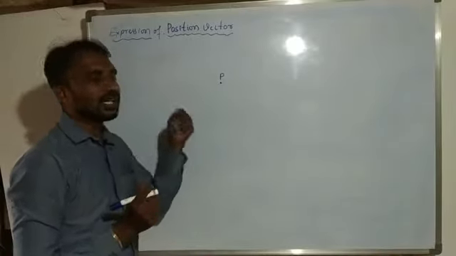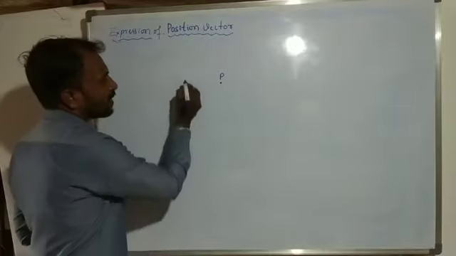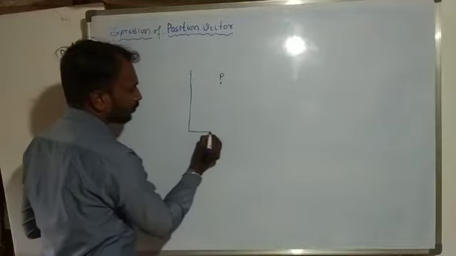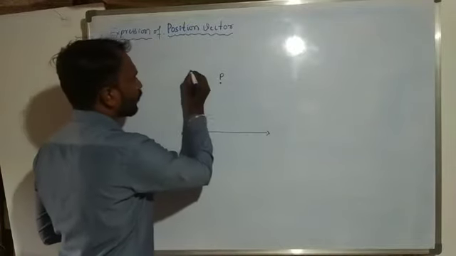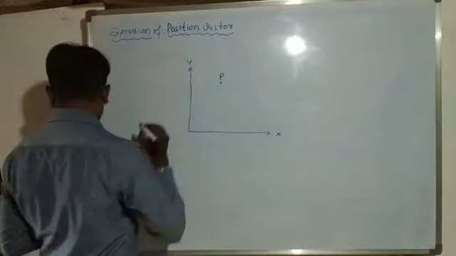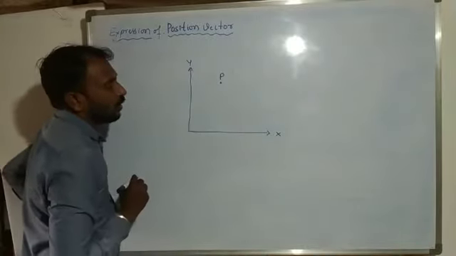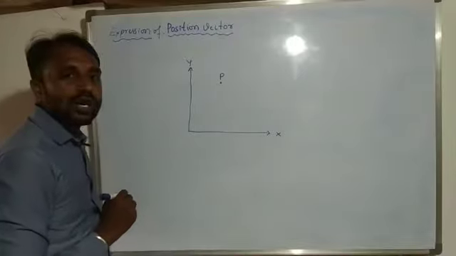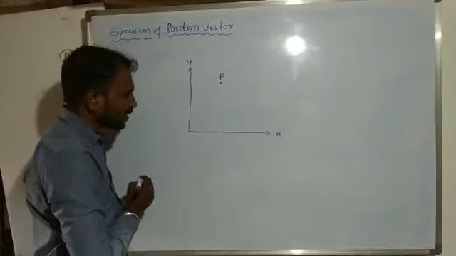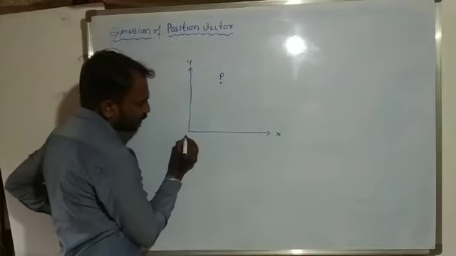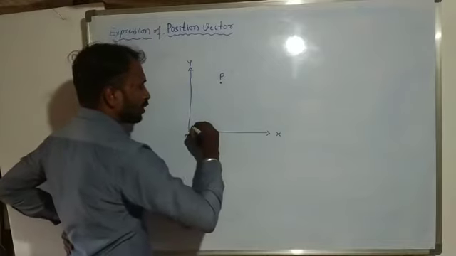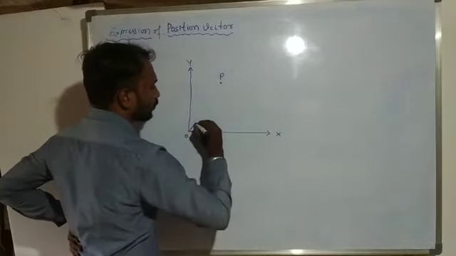It means this particle is present in a plane, the XY plane, with the X axis and Y axis. Here we want to find the position of the object. For this reason we consider a position vector. This one starts from the origin up to point P.